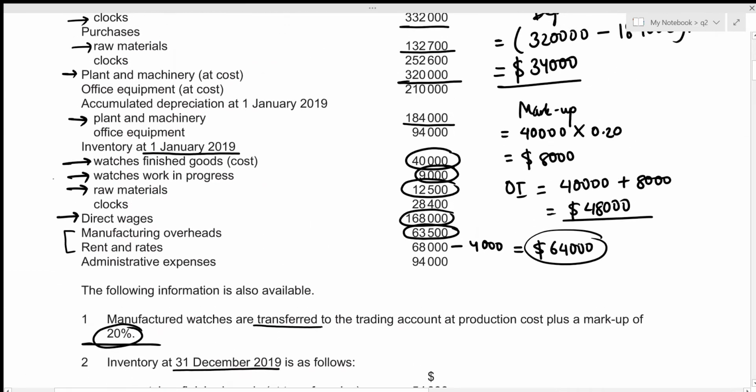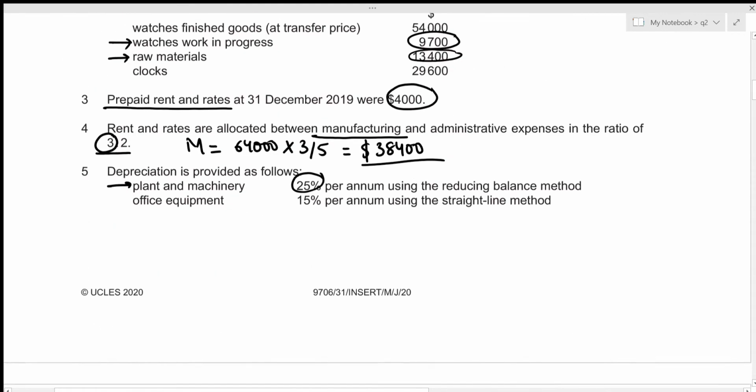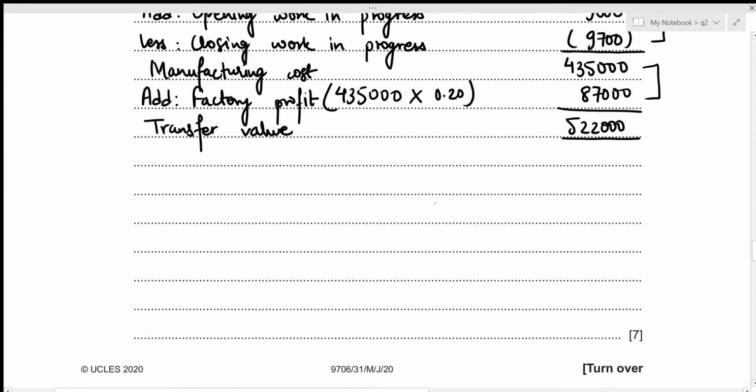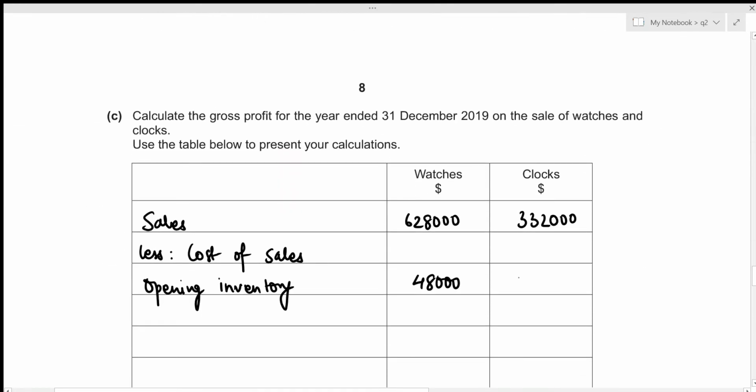Okay, let's look for the same for clocks. We can see that the opening inventory for clocks is 28,400, and since this is bought in from another supplier, the value does not change. So we just need to record this amount of 28,400 as the opening inventory of clocks. Now next would be to add our purchases, but in case of watches we are manufacturing it, so we will be adding the transfer value, whereas for clocks that would be purchases.